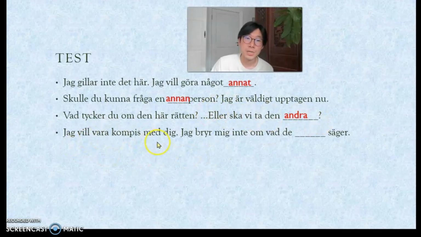Jag vill vara kompis med dig. I want to be friend with you. Jag bryr mig inte om vad de andra säger. I don't care about what the other people say. Okej, det är allting för idag. Har du förstått? Annan, annat, andra.